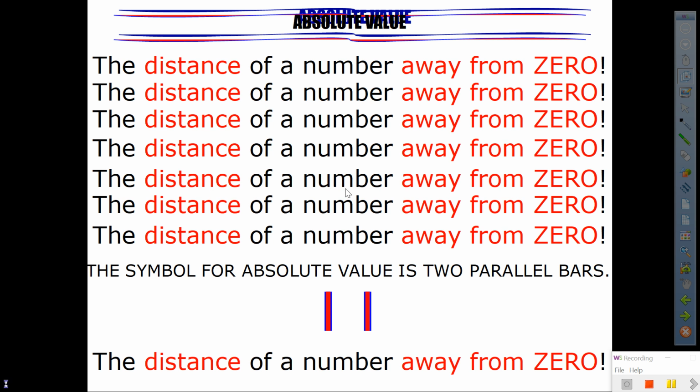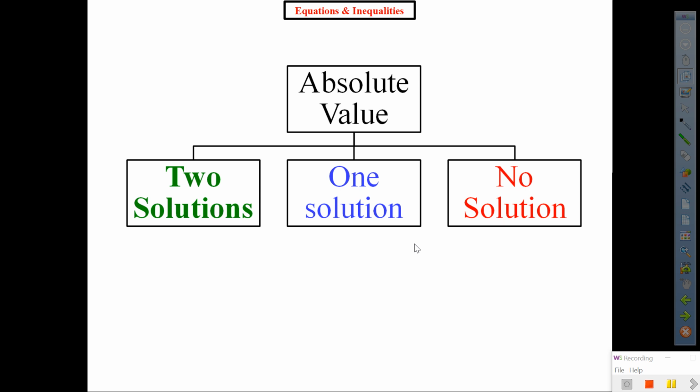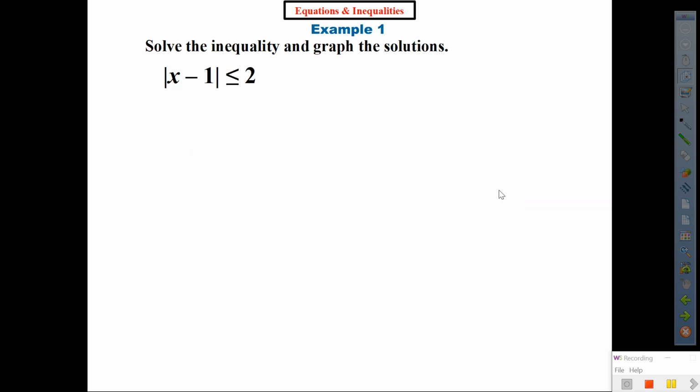Copy this, please. Example 1. Recap. Absolute value with 2 solutions is when we have an absolute value equal to a positive, yes? Absolute value with 1 solution is when we have an absolute value equal to 0. And absolute value with no solutions when we have an absolute value equal to a negative. Okay? Copy this, example 1. And it reads, solve the inequality and graph the solutions, and we have absolute value less than or equal to 2. Just copy it. I'm going to go over the entire process.